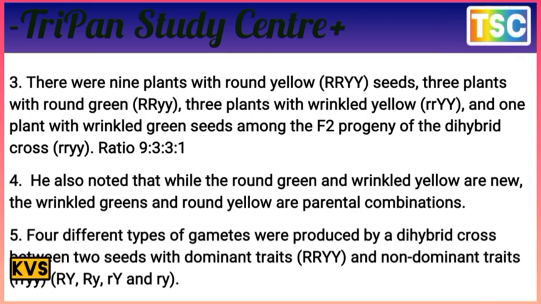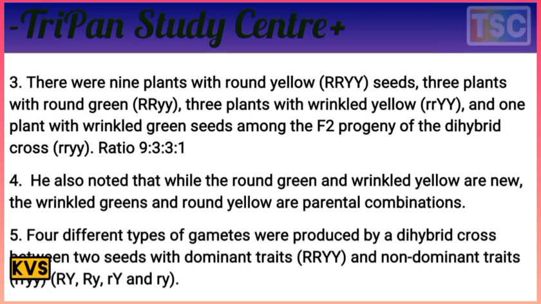He also noted that the round green and wrinkled yellow are new combinations. The wrinkled green and the round yellow are parental combinations. That is important for the exam. The round green and wrinkled yellow are new, and the wrinkled green and round yellow are parental combinations.